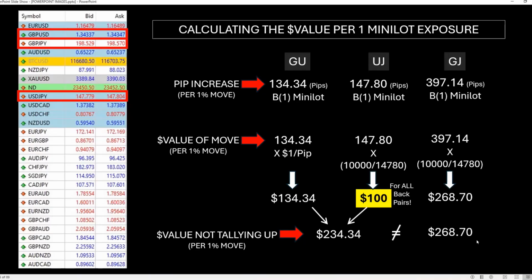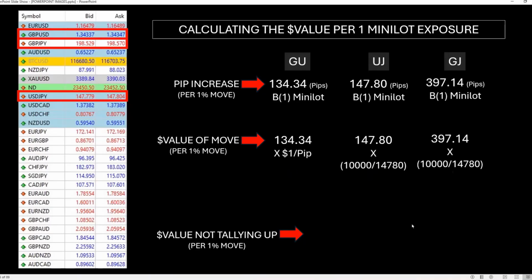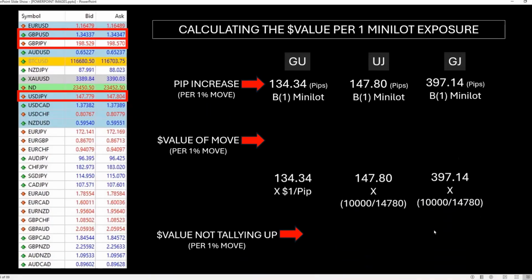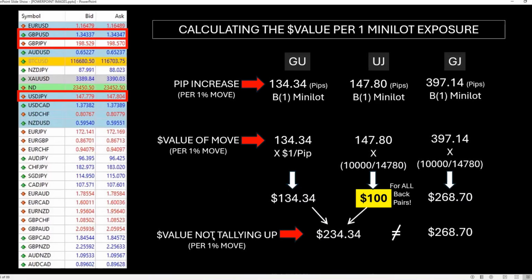Okay, similarly to the previous slide, the pips do not tally up as well. The total pips for the parent pairs do not tally up with the cross pair. This is one family, but they do not tally up. And when you come to the dollar value, the same thing as well. The dollar values do not tally up for a 1% move. Let's press on to the next slide to elaborate just a little bit more.